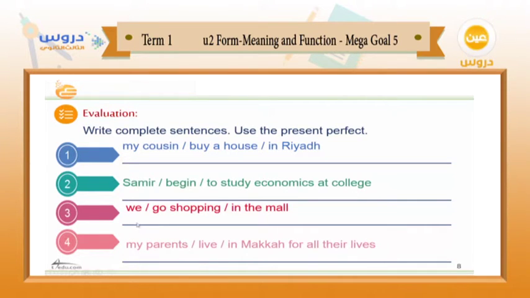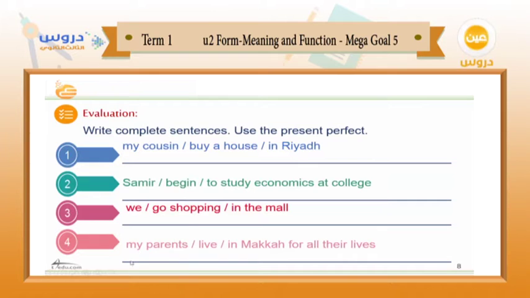Number three, we go shopping in the mall. So we start with we in capital. Okay, we. All right, so has or have? We have. Go, the action here, go. What's the past participle or verb 3 of go? Gone. So we have gone shopping in the mall.